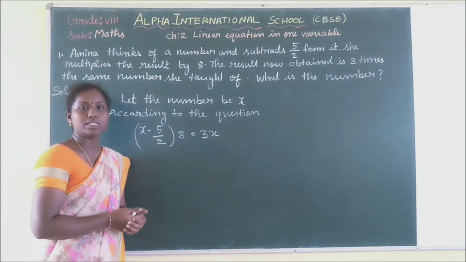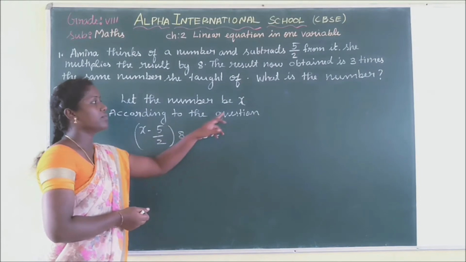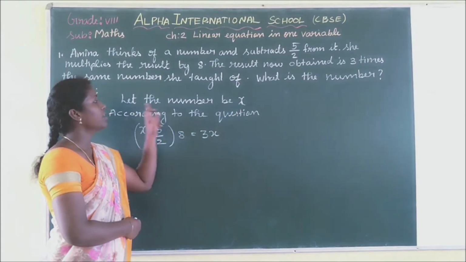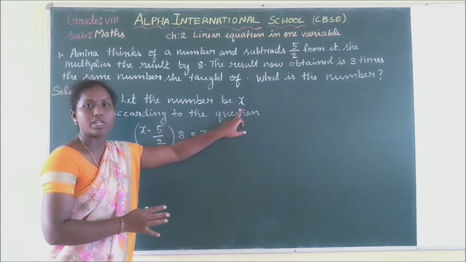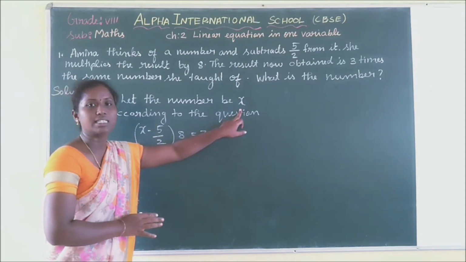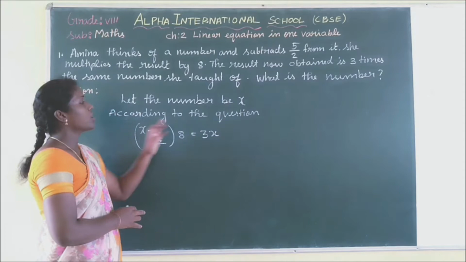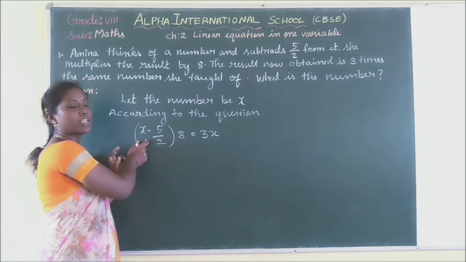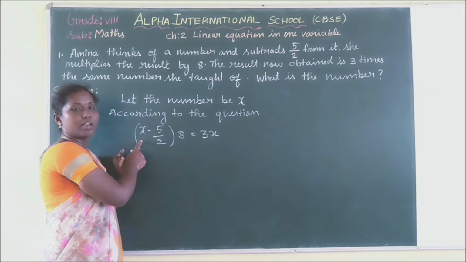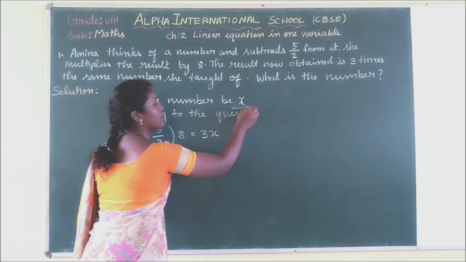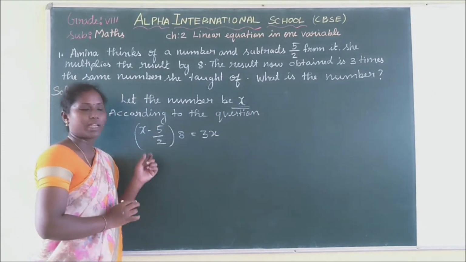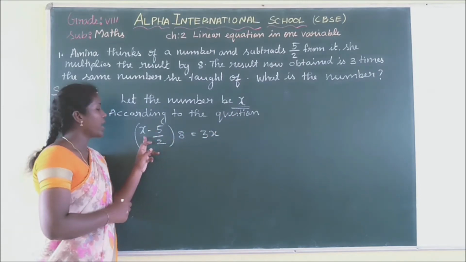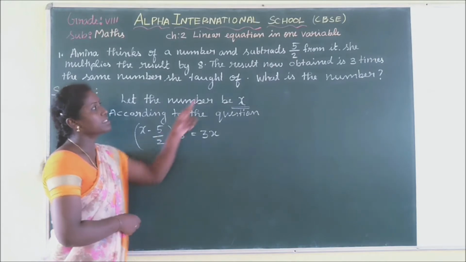So we don't know what the number is. Generally we take some variable for unknown numbers. So here, let the number be x. I don't know what it is, so in general we take it as x. Now, according to the question, what is given? She is subtracting 5/2 from the number, the number she has in her mind. So we subtract 5/2 from the number: x minus 5/2.